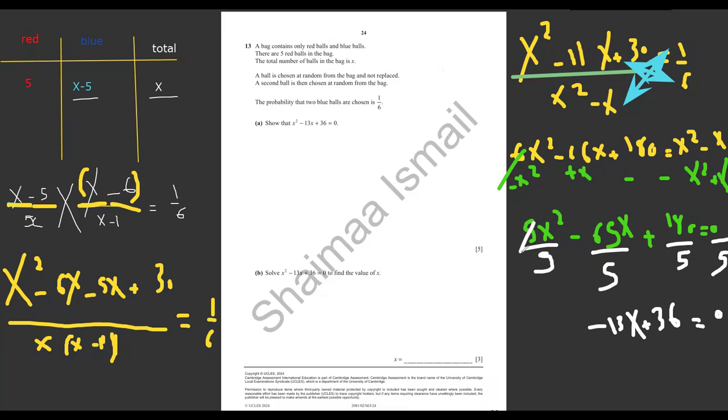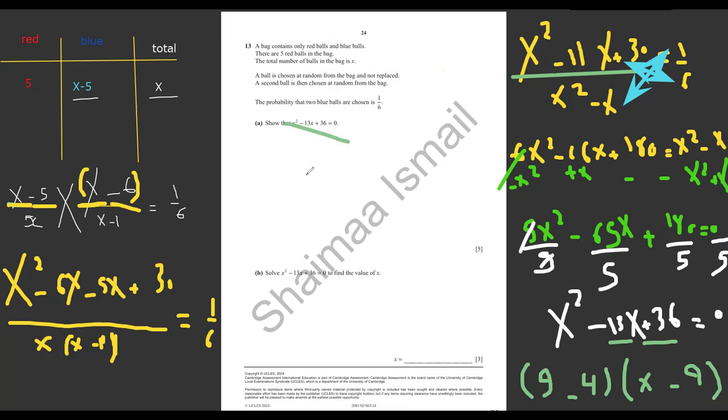Okay. And here 5 divided by 5 will be X squared. Let's factorize. When we factorize, we make it X and 9 and 4. Because 4 plus 9 equals 13, which makes it negative, and negative 9 multiplied by negative 4 is equal to positive 36, and we did it right. So we showed that X squared minus 13X plus 36 equals 0.